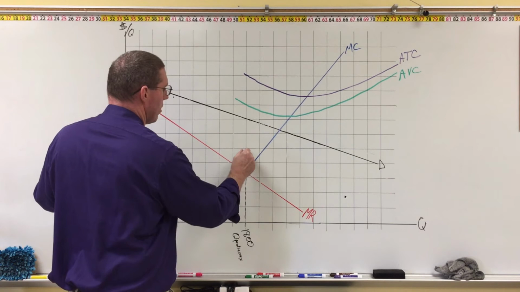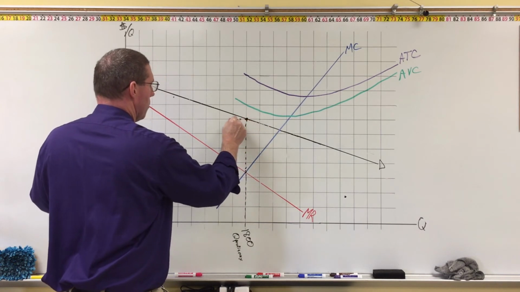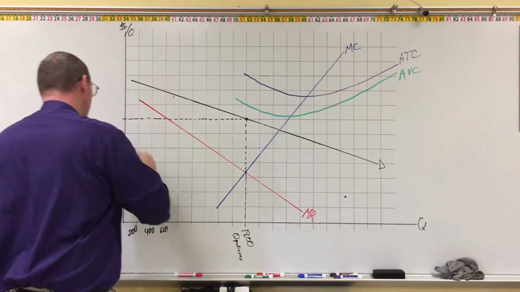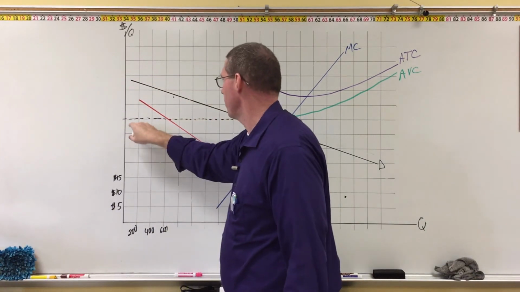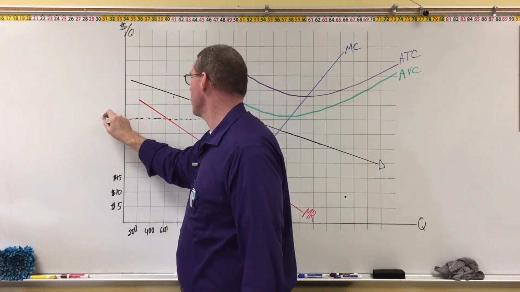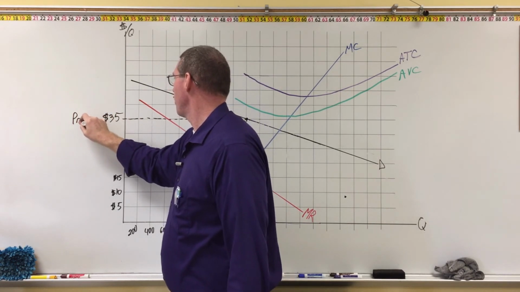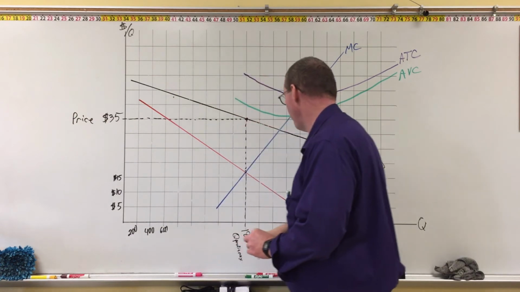Now identify the price at that. That's right here. We're going to come all the way over here. And that is 5, 10, 15, 20, 25, 30, 35. So the price that this company should charge is $35 to maximize their profit.